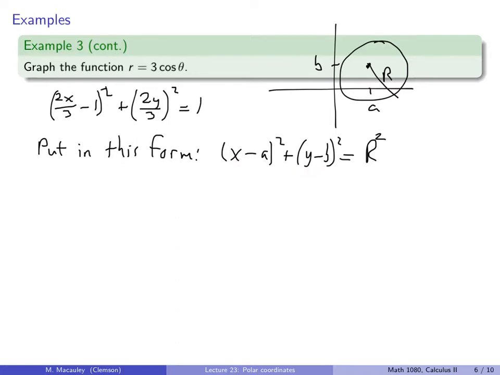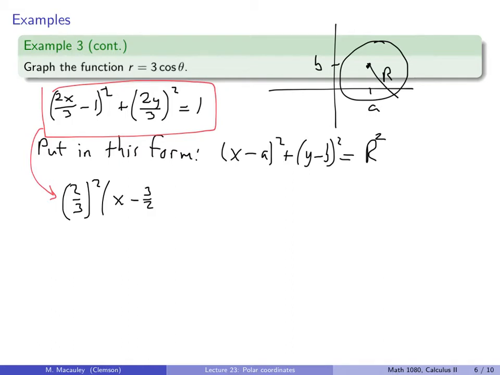Okay, so let's see if we can figure out what this is. Let me circle this. Let's try to put it in this form. So we'll go down here. To do that, we need to factor out the coefficient of x and y. So I'm going to write this as (2/3) squared times x minus 3/2 squared. Is that correct? Let's please check. Yes, that indeed is.